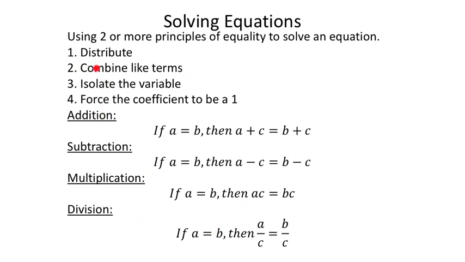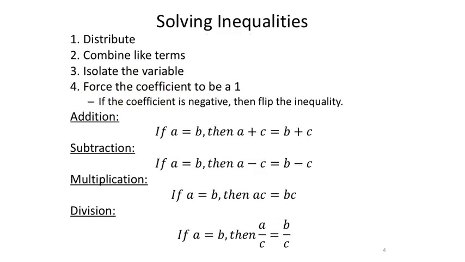So we combine like terms to simplify the problem. We isolate the variable, meaning we usually want the x's on one side and the numbers on another side. I generally put the x's on the left and the numbers on the right, but it doesn't really matter. And the last thing we would do is force the coefficient to be a 1.